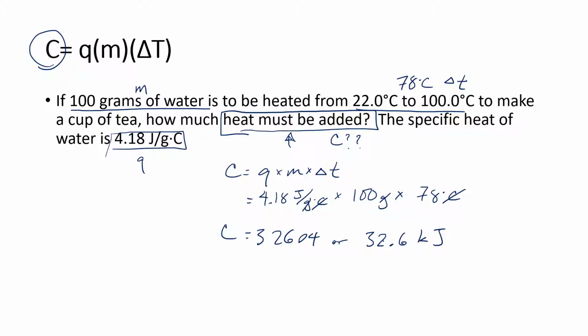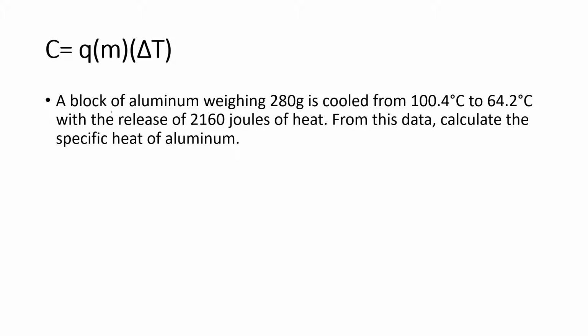Let's do one more. All we did was identify what the variables were, plug them in, and solve with algebra. Kind of the same old thing we've been doing all year. All right, let's do one more. A block of aluminum weighs 280 grams. Obviously, this is going to be our mass, and it is cooled from 100.4 to 64.2. So let's do that math real quick. 100.4 minus 64.2, I got 36.2 degrees Celsius. That's the delta T.